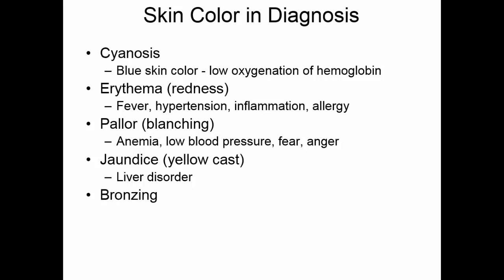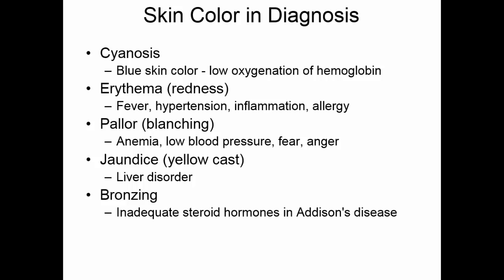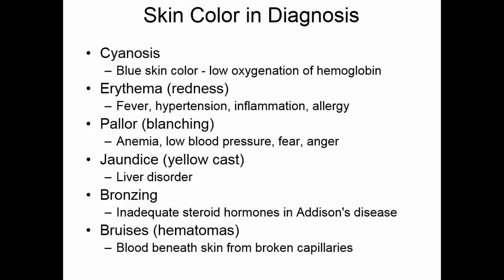Bronzing is when you have sort of a tan look to the skin, but it's not a true tan. It's kind of like a bad bottle tan. Bronzing can be seen in Addison's disease. This is when you have an inadequate steroid hormone production. And bruises or hematomas occur because capillaries under the skin become broken. Blood seeps into the tissue, and that blood eventually breaks down, again, ultimately to bilirubin, which is why bruises eventually fade to yellow, but in between the hemoglobin is a green color called biliverdin.